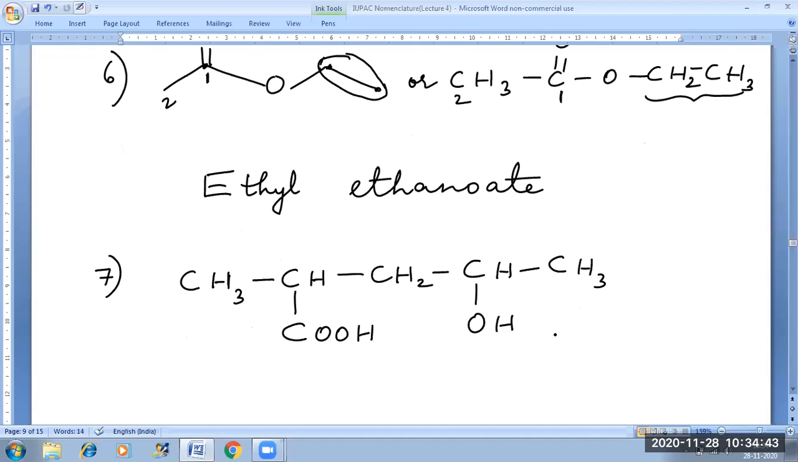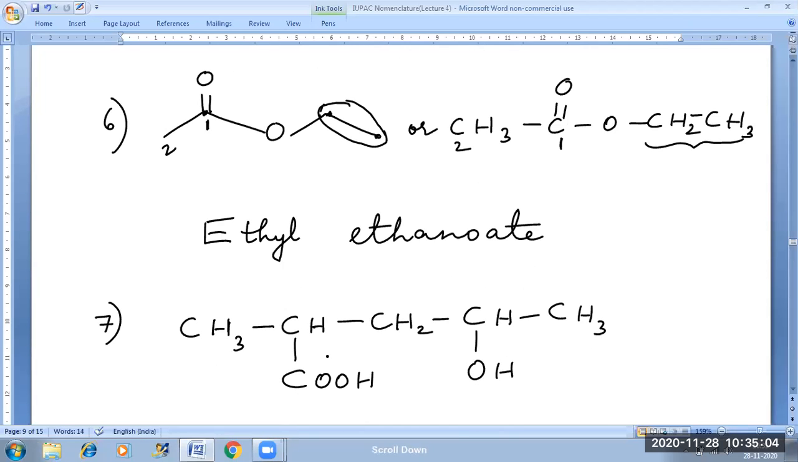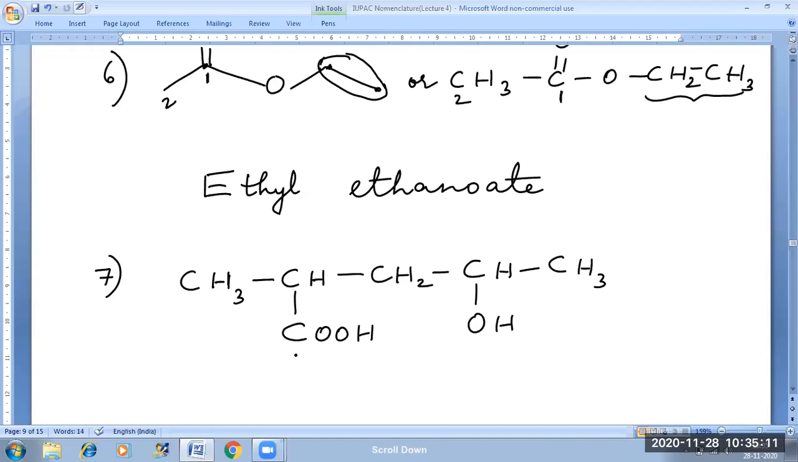This is another example. Now we see there are 2 groups present. One is COOH and one is OH. In the priority series, I told you that the higher the priority, the more it will lie on the left hand side of the series. So if I start looking at the series, I will see that COOH is there as the first one. So it is the first functional group, and that is where it gets the top priority. So that has to be 1.